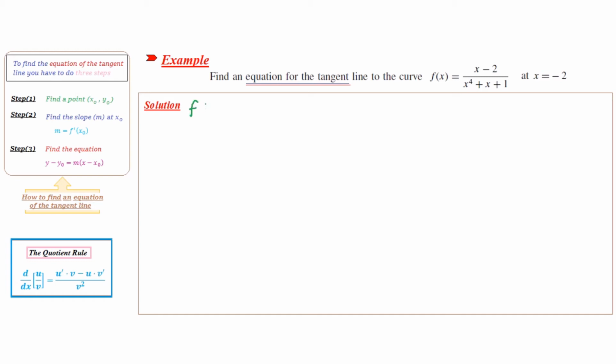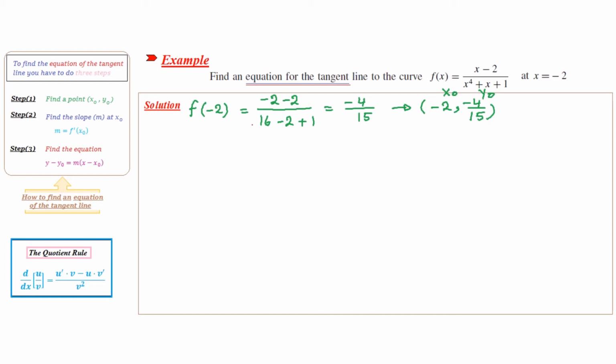So we have f of negative 2 equals negative 2 minus 2 divided by negative 2 to the power 4, which is 16, plus negative 2, which is minus 2, plus 1, and this equals negative 4 divided by 16 minus 2 equals 14, plus 1 equals 15. So we have the point x0, y0, which is -2 and -4/15. This is x0 and this is y0.